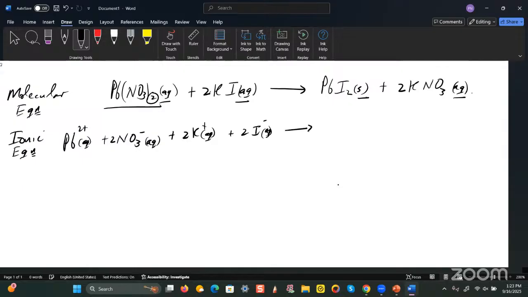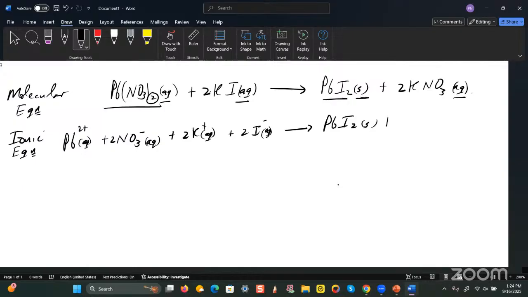So on the product side, we have now lead 2 iodide, right? It's not aqueous, it's in a solid state. So therefore, we should not dissociate it. So basically, it will exist as PbI2 solid, right? Because it's in a solid state, it's not in an aqueous state.